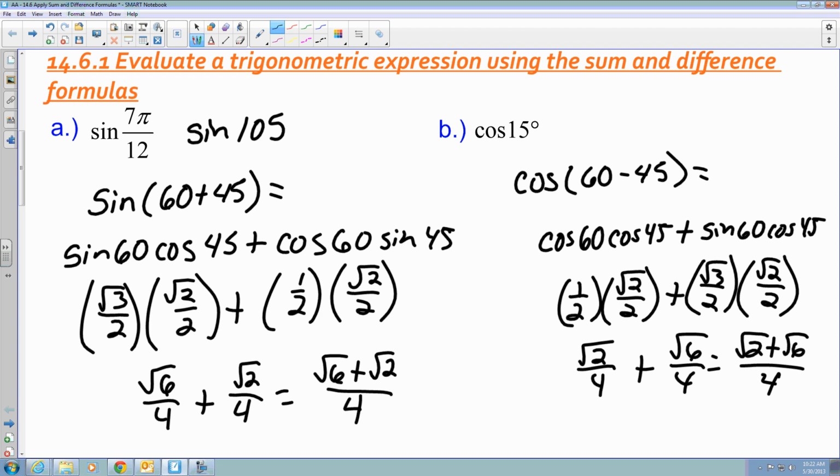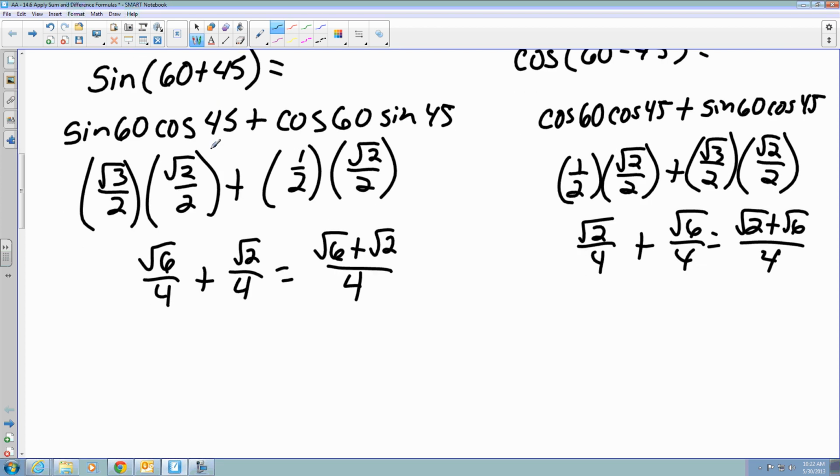So if you were to plug into your calculator the sine of 105 and the cosine of 15, you should get the same decimal value for both of those trig functions. Another thing to keep in mind when you're doing problems like this is you may get some negative values.